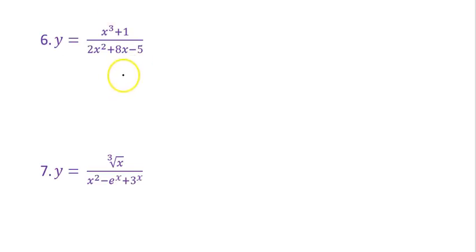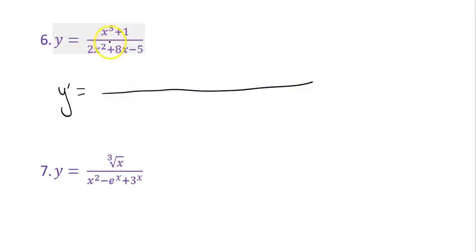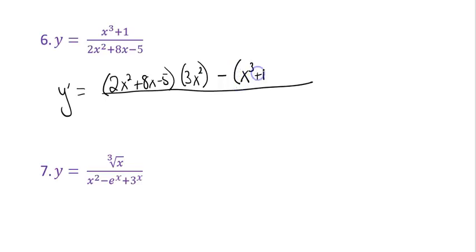Okay, so we'll move on to some examples, and for number 6, again, I have a fairly basic example to start with for our quotient rule. So the derivative will be, and then I usually put a big line for my fraction. I do the bottom, and I like to keep that in parentheses, times the derivative of the top, minus the top, times the derivative of the bottom, all over the bottom squared.